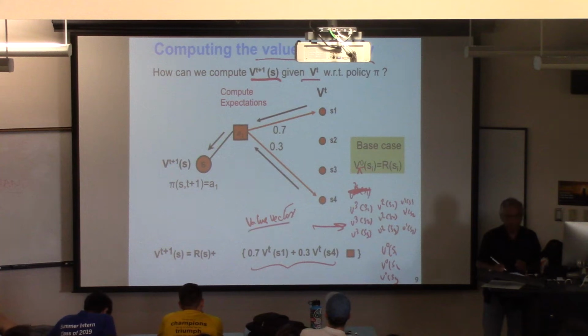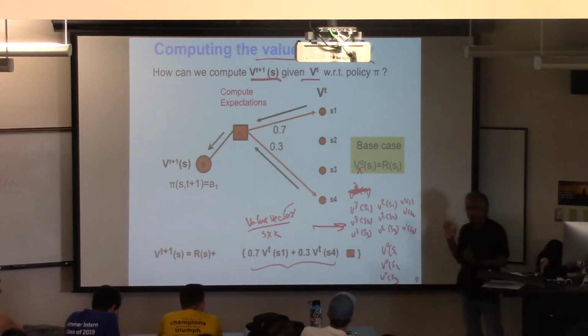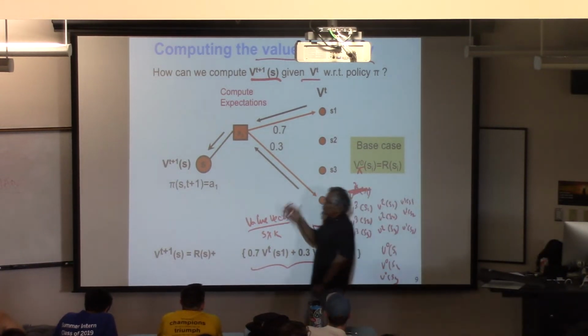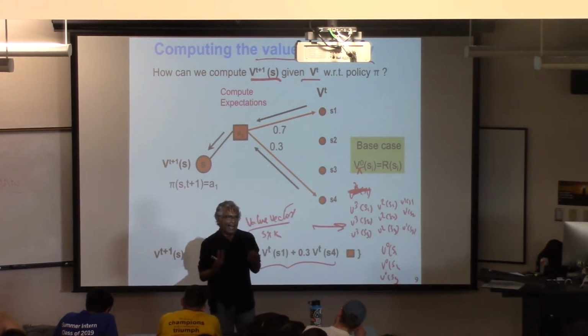The value vector is always of size S times K, where K is the horizon that you're looking at. This much you understood. Now my question is, you figured out how to compute the value of one policy. But I came into this world trying to compute the optimal policy.